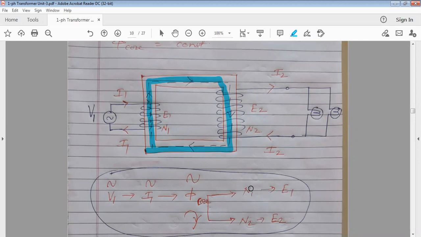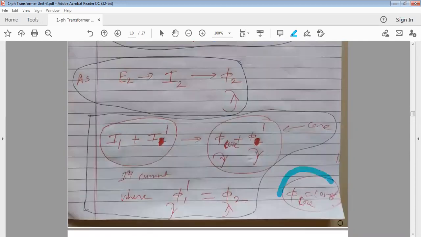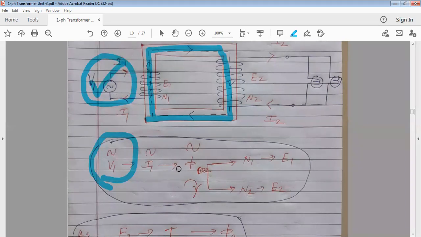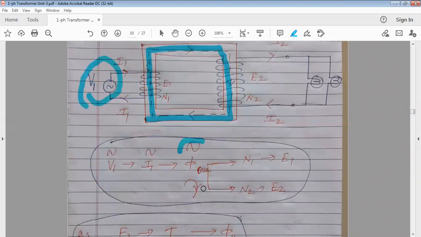But whenever I say flux in the core remains constant, in which condition? When the supply voltage is constant. And that is the case practically. The supply voltage is always constant, but if you change the supply voltage, then the current will also change, then this flux will change, and in that proportion flux density will also change. But practically V1 is constant everywhere, and that's why phi is also constant. So the transformer is a constant flux machine.